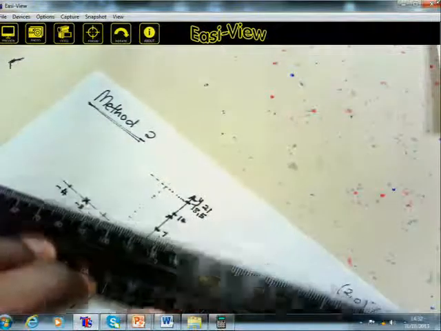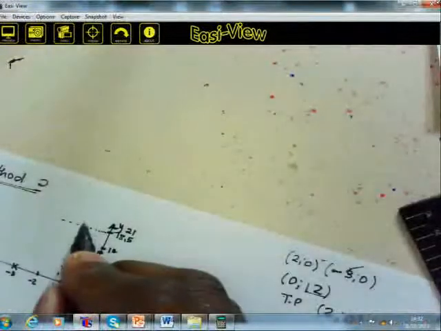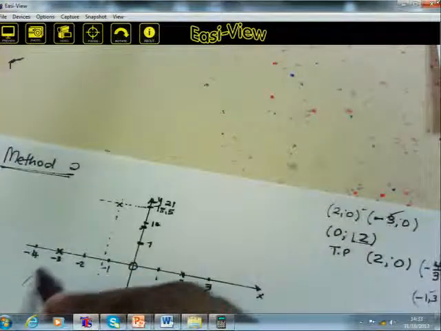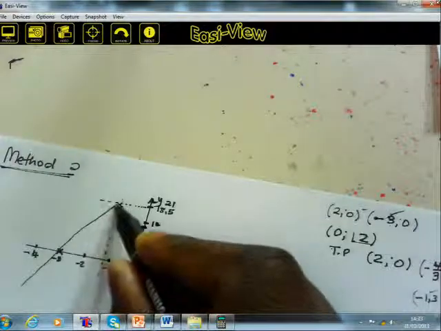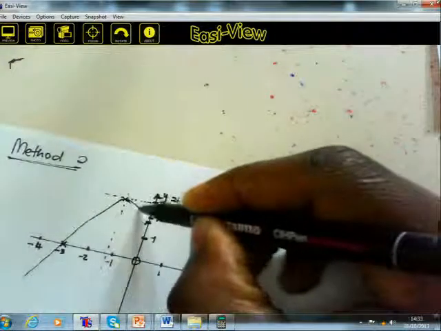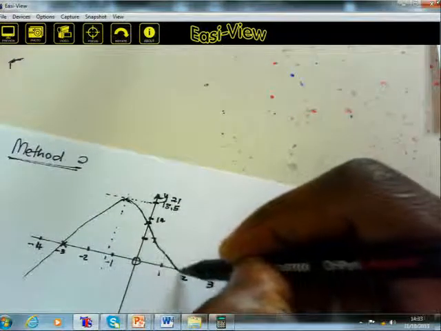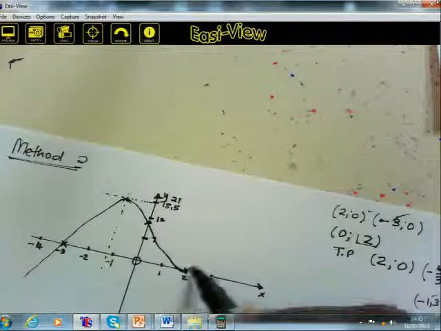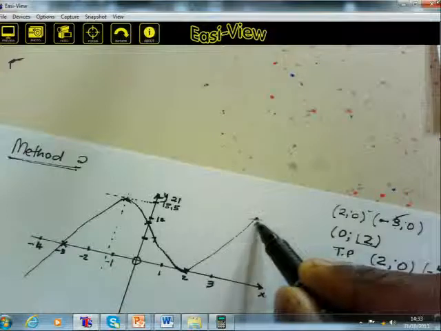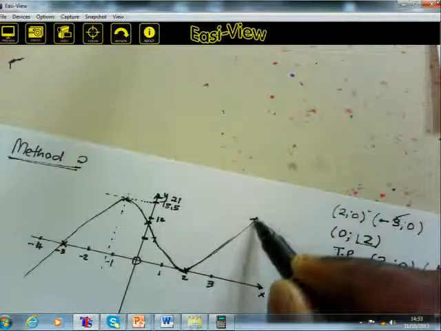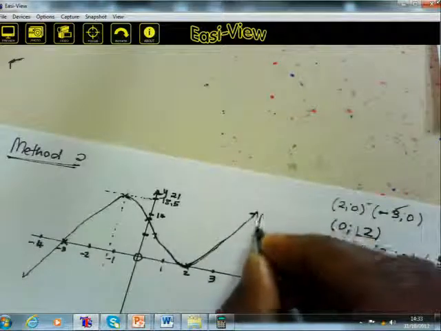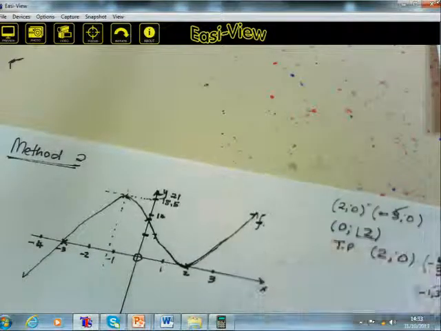Sorry, can you see it? My turning point is going to be exactly there. And therefore my curve will be moving like this, curving at that point, passing at 12, going at 2, going exactly at 2 there, and up it goes. Can you see that? Nice. There is your curve. You label it F. How nice.